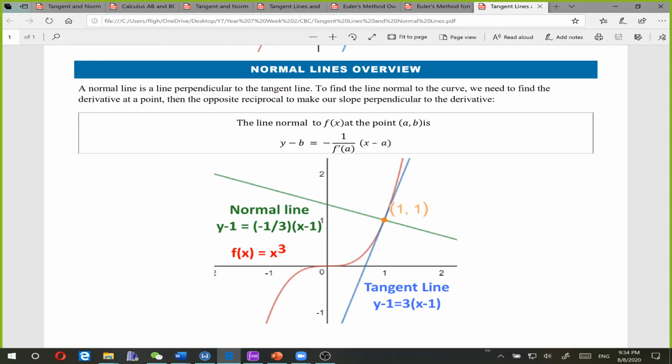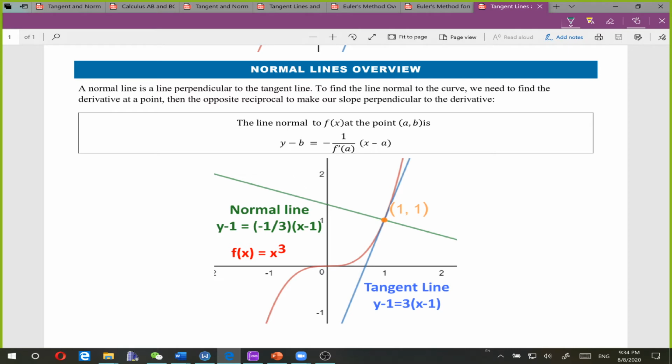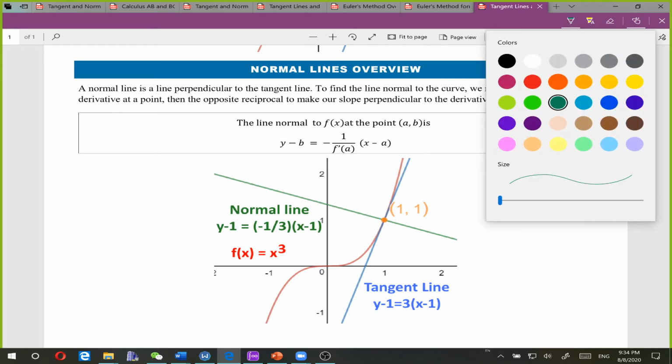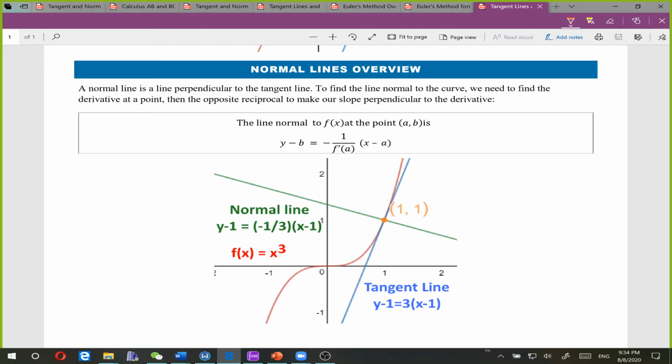And then if I want to write this equation of the normal line in point slope form, I would have my change in y, so that's y minus b, equals my slope times change in x, which is x minus a. So if I go back to our example here, our function is x cubed, and I want to know what the normal line would be when x is 1. So first I'm going to find our point.